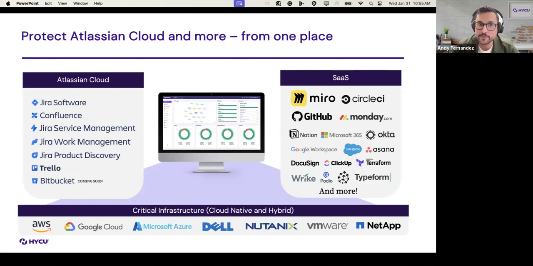What does this actually do? Well, it allows you to standardize and understand exactly where you are as an organization when it comes to backup, when it comes to recovery, and when it comes to business continuity.